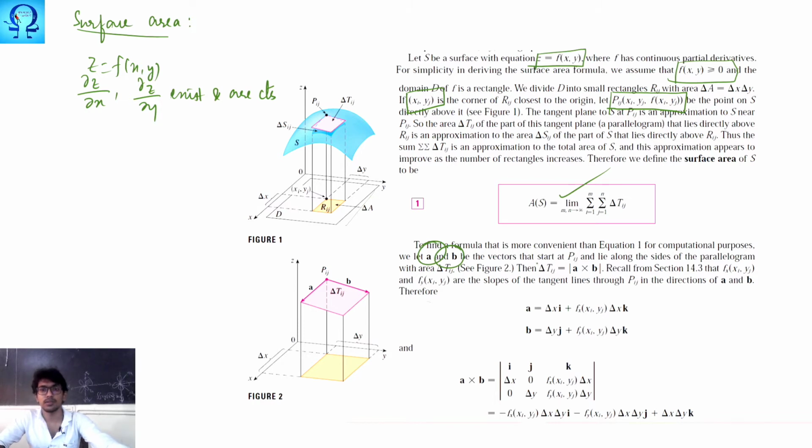So with the vector idea, the area of a parallelogram is the absolute value of the cross product of those two vectors. Here, if you see your a vector, this is delta x, the delta x i vector along the x axis. Along the x axis means we will have the i vector, along the y axis we will have the j vector, and along the z axis we will have the k vector.